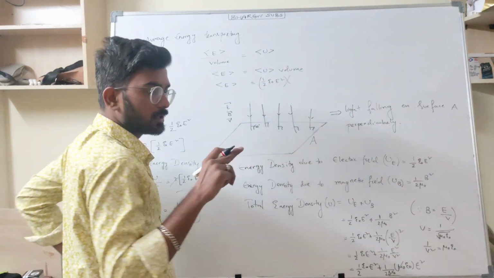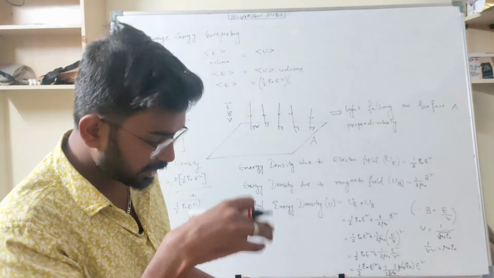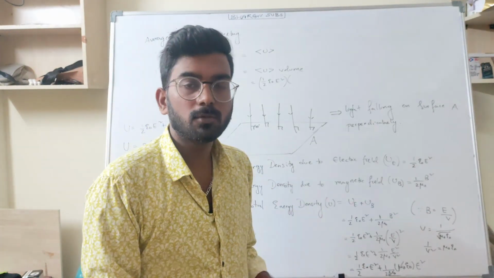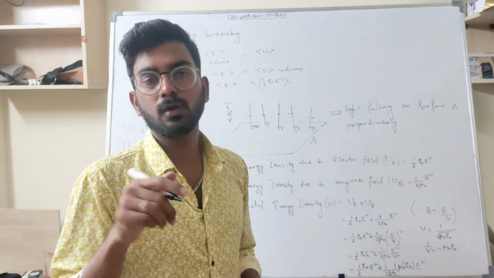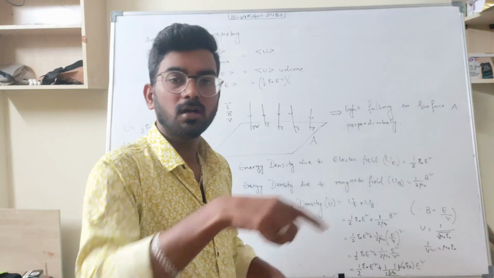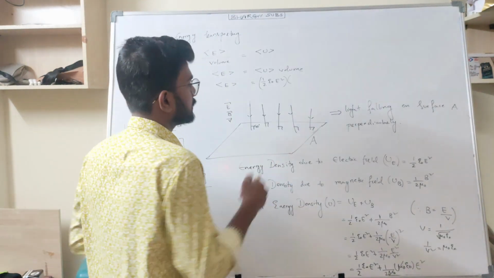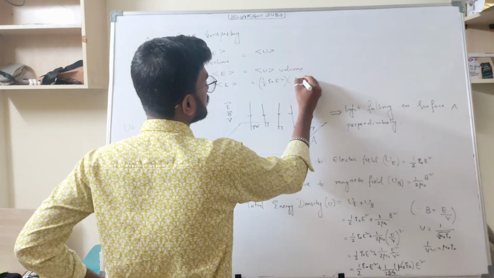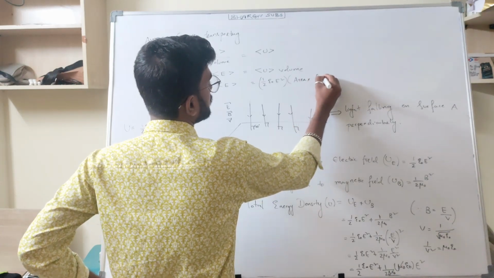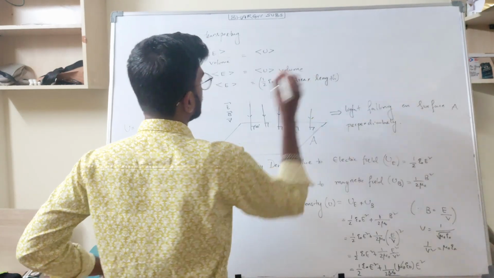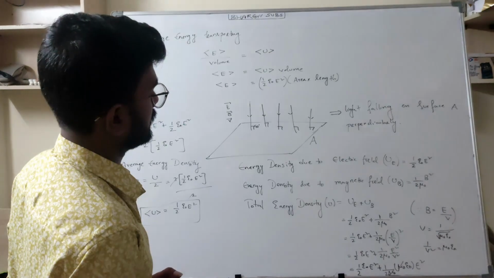Volume, it was transporting through a certain volume. Now what is the volume? Area into length, total area into length, right? Volume formula that all know, area into length. Okay, so this was the average energy, right?